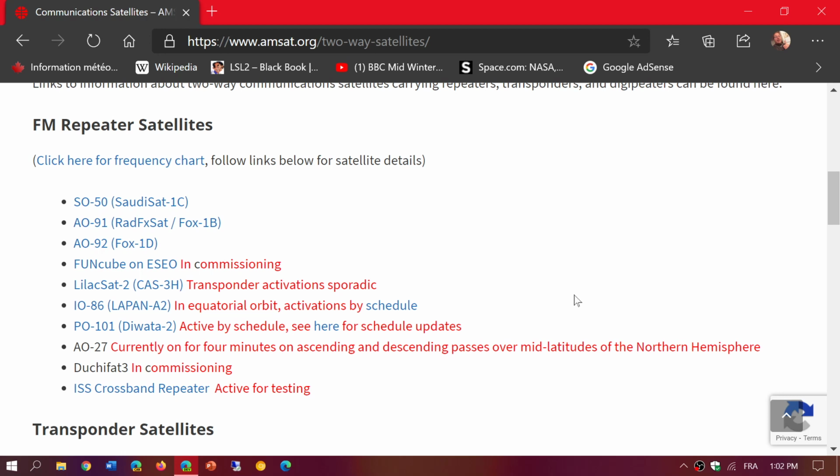So I'm sharing this page so that you guys could see the ones that are active. SO50. There's AO91, 92 that has pretty good signals when you listen to them, even on a regular handheld scanner. And so the list of the FM repeater satellites and the information is available here. So check that out and, you know, tune in.